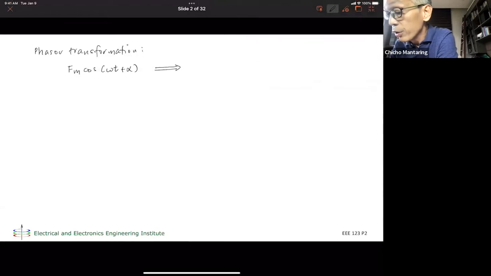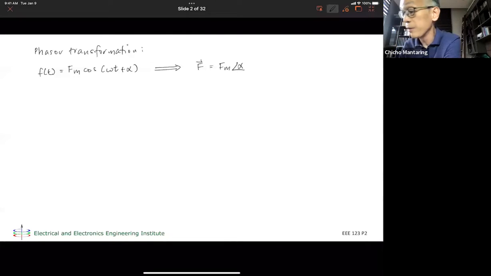No? So this is f of t, no? This is f of t is equal to f of m cosine omega t plus alpha. Okay. This is now going to be the Phasor F, no? Which is going to be f of m at an angle alpha. No? Where this is a Phasor, no? So alam nating Phasor siya because of the vector sign on top of the F.